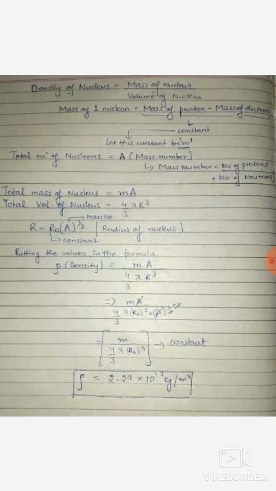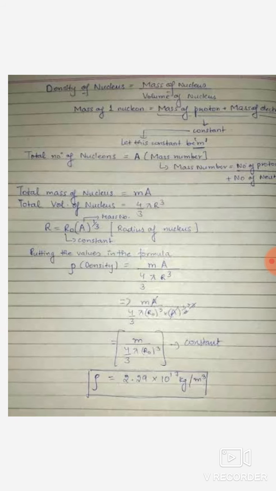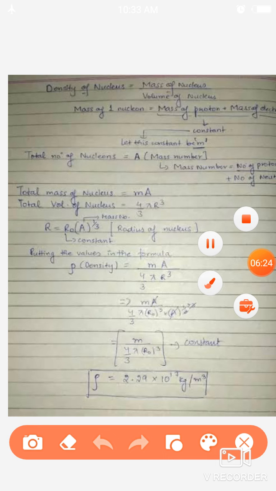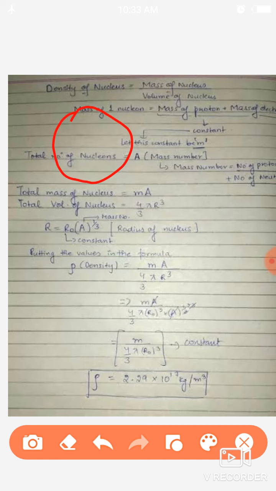In nuclear physics we also consider that we don't know exactly what the shape of a nucleon or nucleus is, but we take all shapes to be spherical. So we have mass of nucleus, which is equal to m into A, where m equals mass of each nucleon, and A equals number of nucleons.